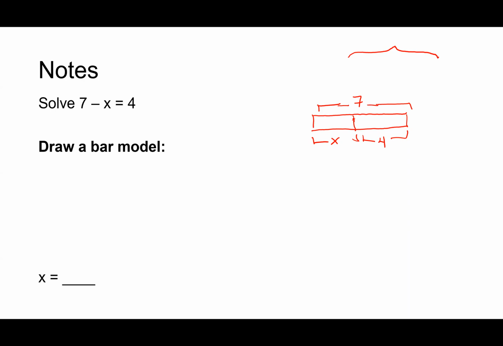Okay. All right. So what's x? What is it, guys? 3. Yeah, that's really easy, isn't it? Let's do this algebraically so that you learn what you're doing. All right. So here's our problem. 7 minus x equals 4. Is it fair to say that x would equal, let's look at our bar model, 7 minus 4? Yes. Right? Yeah, x equals 7 minus 4. So let's just turn that around. We can use our bar model to help us with that. And x equals 3.